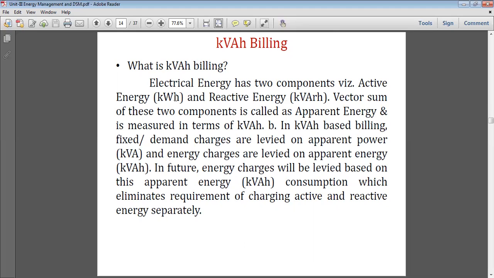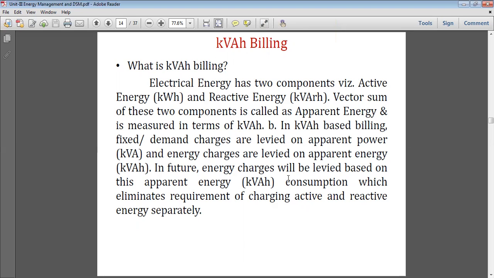So our objective is to maintain minimum difference between kWh and kVAH. It is a vector sum of two components, called apparent energy, and it is measured in terms of kVAH. In kVAH based billing, the fixed and demand charges are levied over the apparent power, that is kVA. Whatever the maximum demand charges is depends upon the kVA, which is earlier the same, and energy charges is based on kVAH instead of active energy consumed by the consumer.